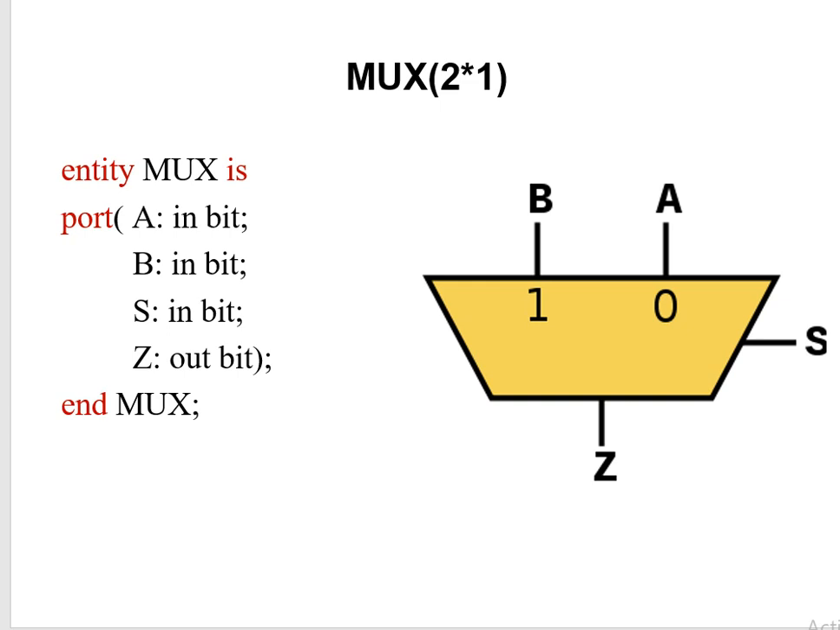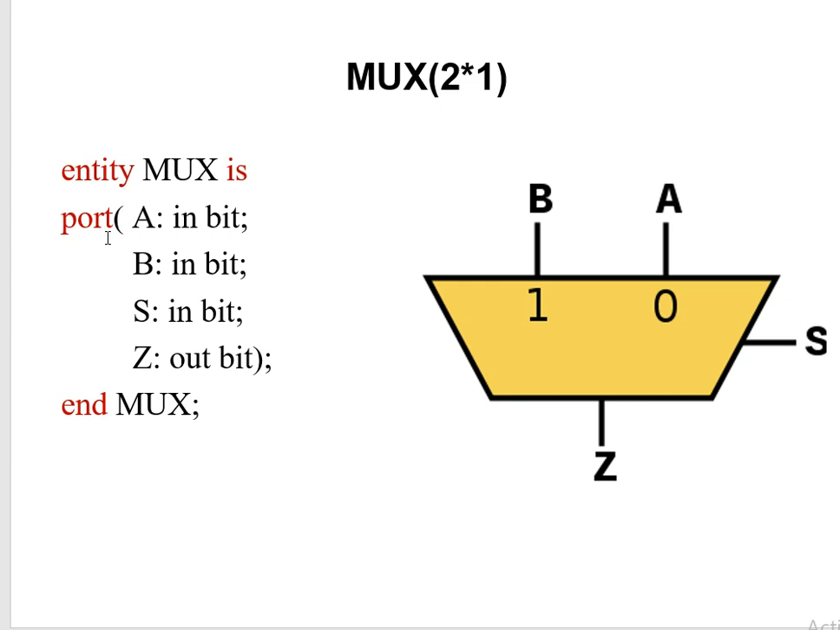If we want to only define the entity mux 2 to 1, for example, the ports, we can write all signals in each line. For example, we can write A, B, and S. All of them are in bit, but we can write them in separate lines. It depends on you really, or the software. Then we can write, for example, here port A in bit, B in bit, S in bit, Z out bit, and end multiplexer.